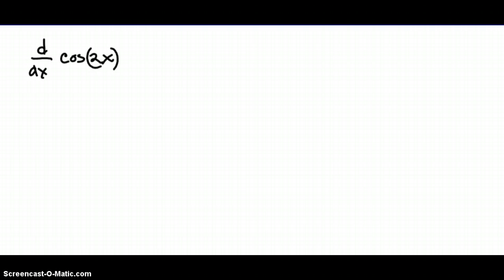This is just like the last problem, except your trig ID that you use this time should be for cosine of 2x. So again, my suggestion is rewrite using a trig ID, and then go ahead and find the derivative. Press pause so that you can do this on your own, and then check your work.